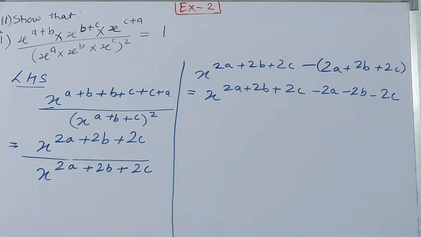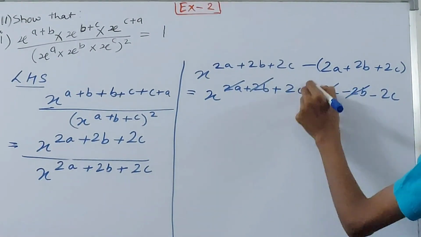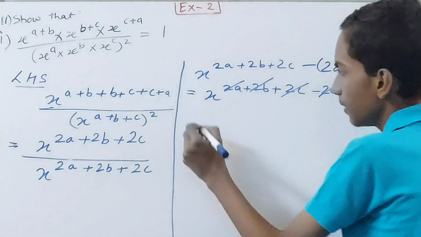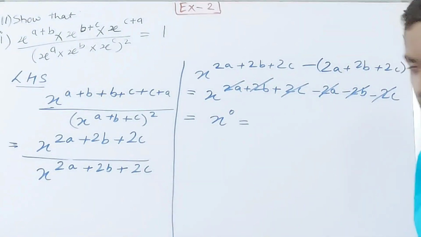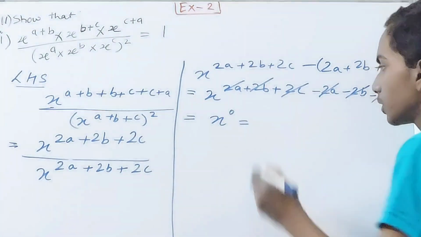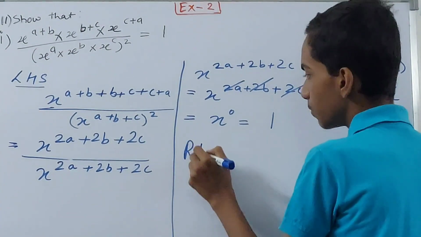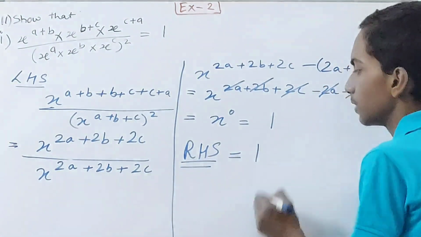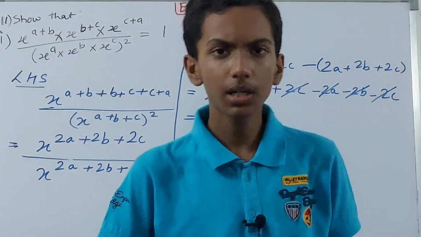So again see this thing, minus 2a plus 2a cancels, plus 2b minus 2b cancels, plus 2c minus 2c also cancels. What are we left with? Nothing. So x to power 0, we are left with nothing. Now that means x to power 0, any number raised to power 0 becomes 1. We all know this. Now left hand side is 1 and right hand side, what is the right value of right hand side? That is also 1. So here also 1, here also 1. We have verified it. That becomes our answer.